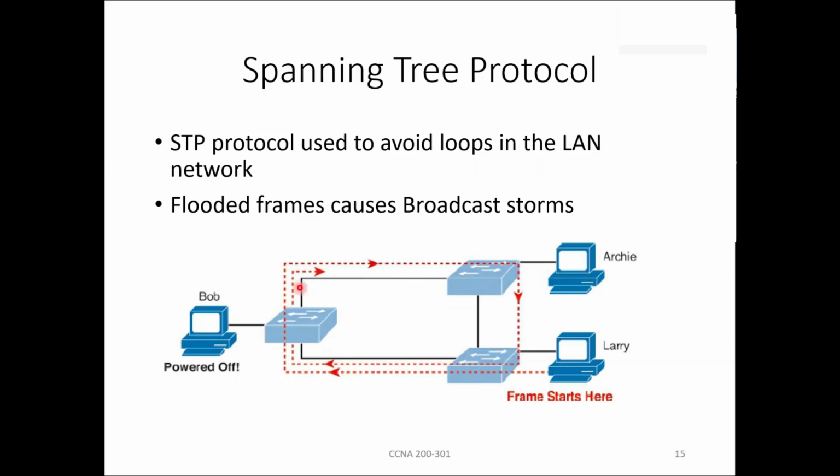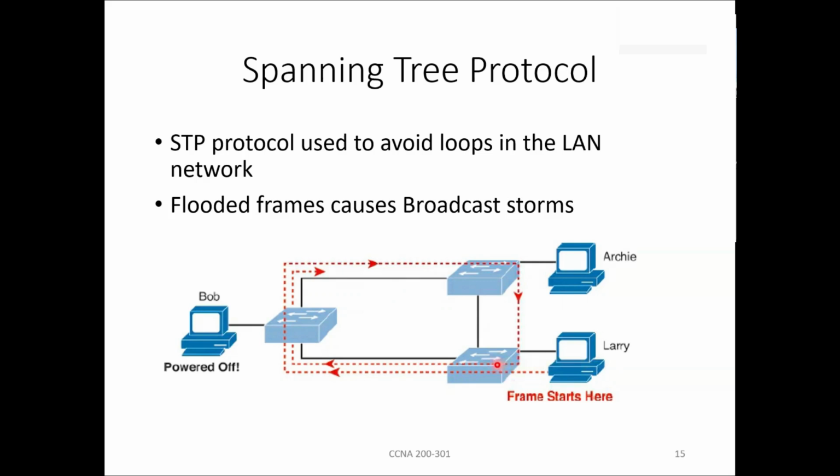Now, Spanning Tree Protocol. STP is used to avoid loops in the LAN network. Flooded frames cause broadcast storms. So let's say we have 3 different switches connected, and this is Larry connected with this switch, Bob connected with this switch, and Archie connected with this switch.